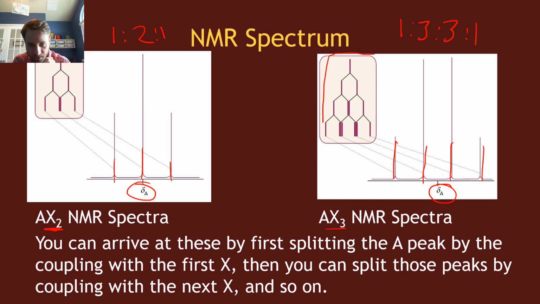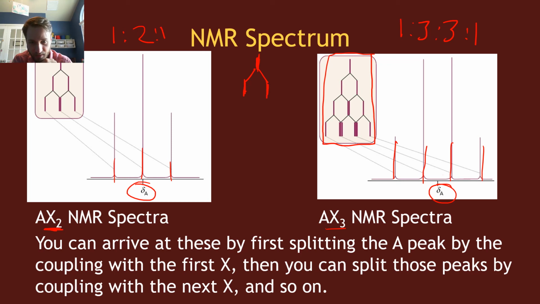These little figures are trying to help show and represent where those peak heights are coming from. This is obtained through something called Pascal's triangle. So you have atom A by itself, not coupled with anything, and it just has its one peak. If it couples with one X, that peak gets split into two.